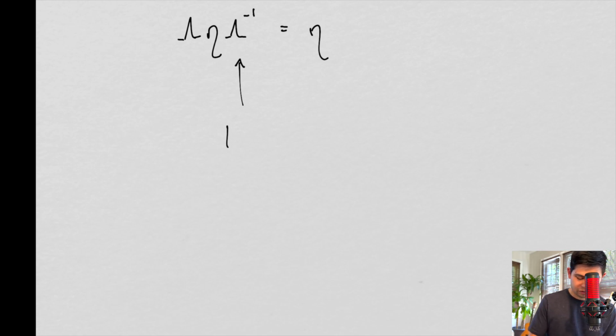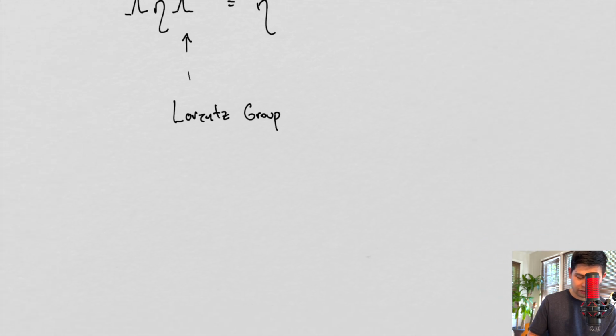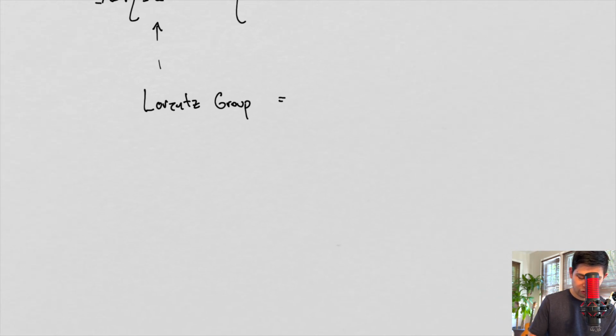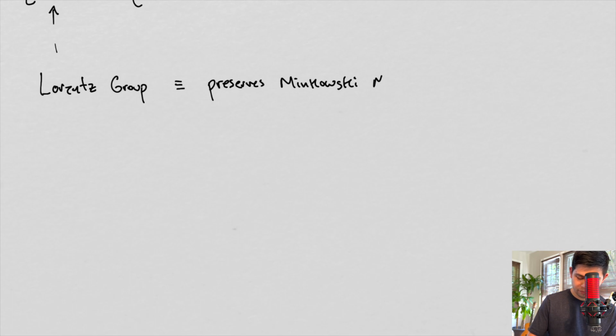But these guys are going to obey the Lorentz... We're going to say that these guys constitute a Lorentz group. So a Lorentz group is a group that preserves the Minkowski metric. Okay.